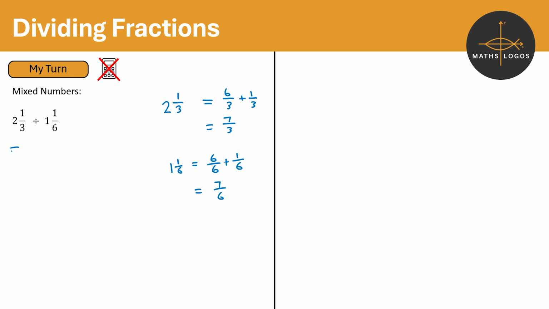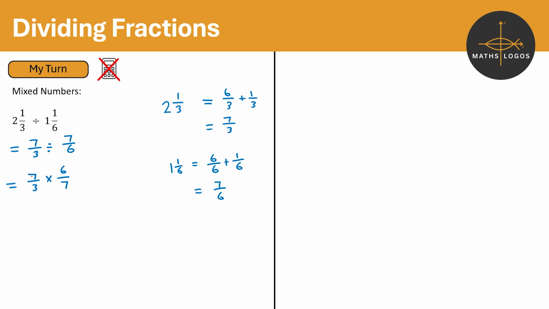Let's put that back into our question. So 2 and 1/3 we said was 7 over 3. And we're dividing that by 1 and 1/6, which we said was 7 over 6. 7/3 divided by 7 over 6 is the same thing as 7/3 multiplied by 6 over 7.